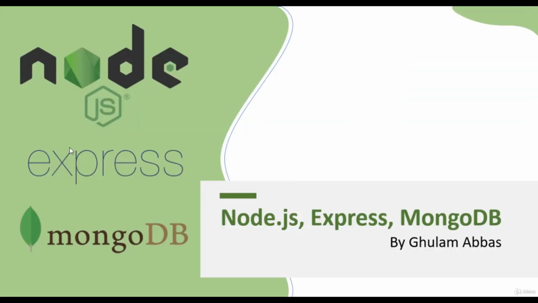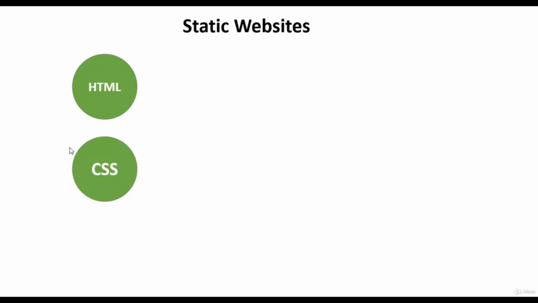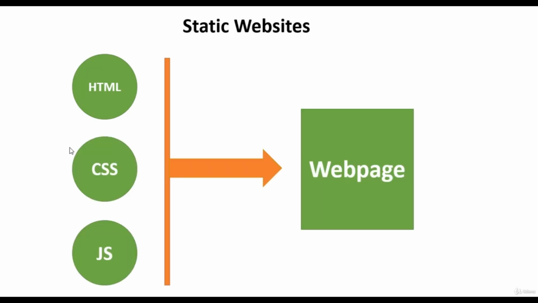Welcome back. So today in this video we will discuss static websites versus dynamic websites. So let's see. First of all, we have static websites. Static websites are websites that have plain HTML, CSS or JavaScript, or you can say only the front end. For example, we have our HTML, CSS and JavaScript, and all this forms a web page or a website. There is no processing on the back end.